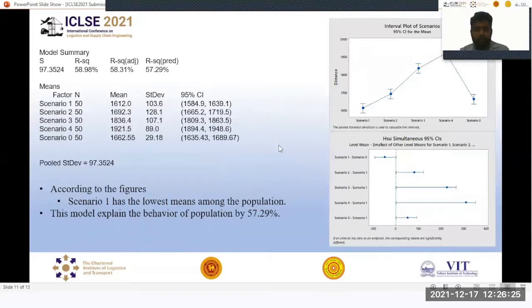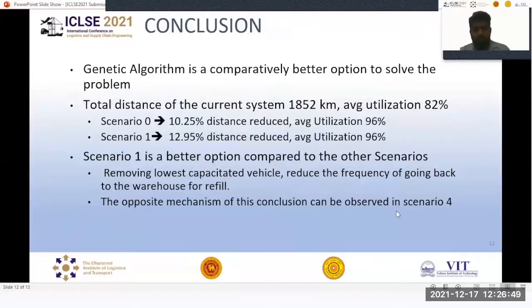Then, according to these plots, we concluded that Scenario 1 has the lowest mean among all the populations. The model summary suggests that the model explains the behavior of the population by 57.29%. In conclusion, we concluded that genetic algorithm is comparatively a better option to solve the problem.